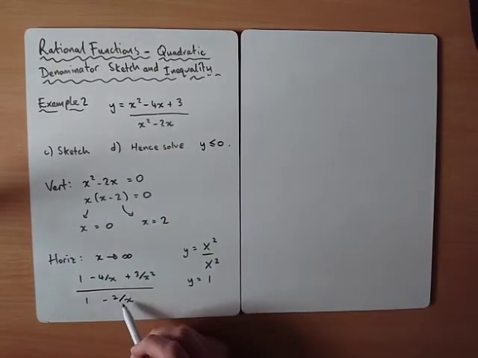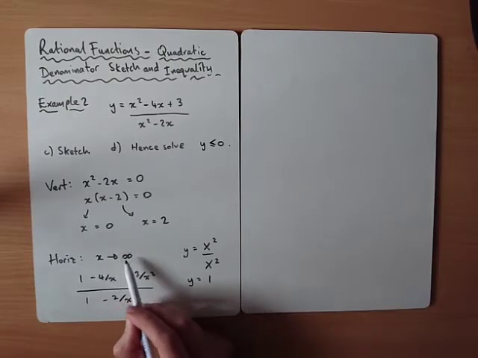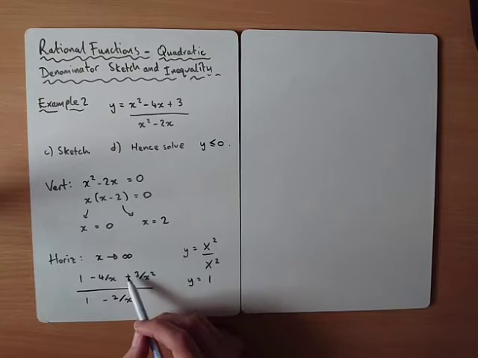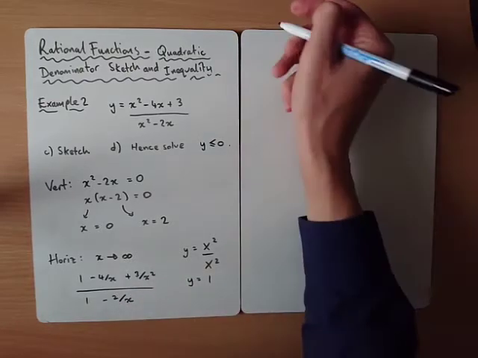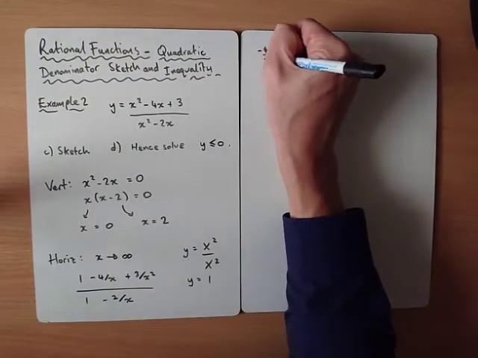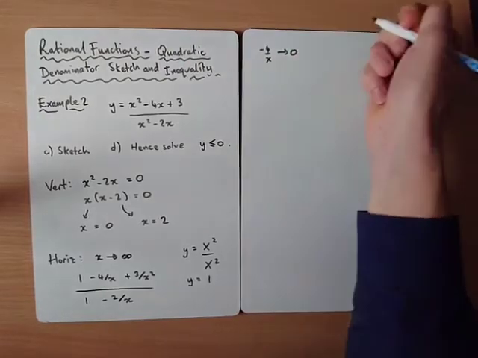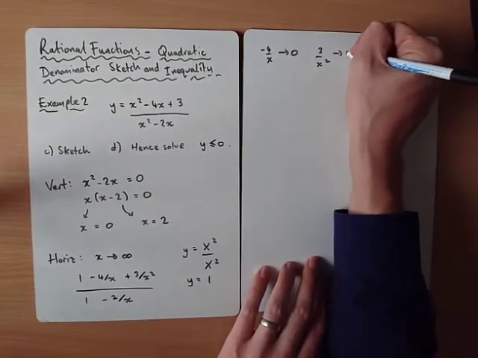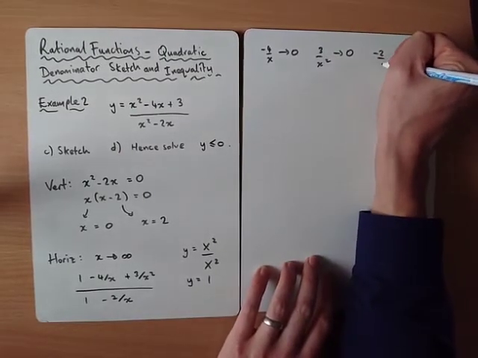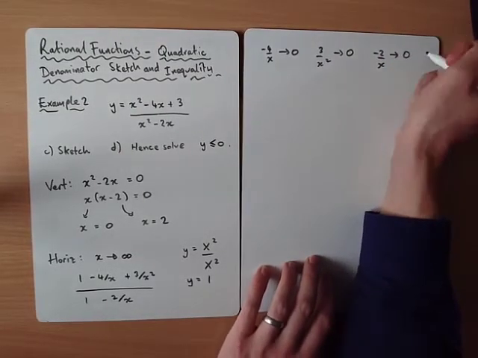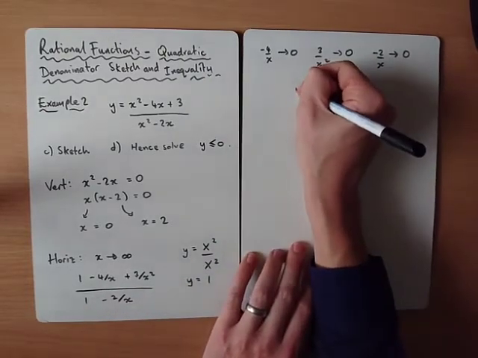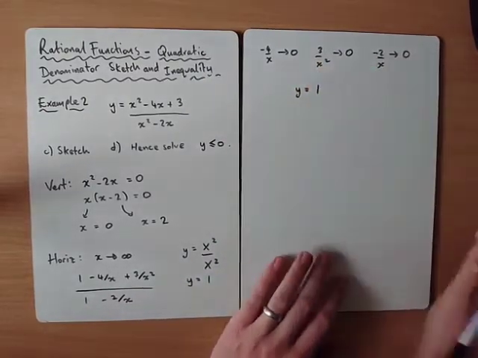And then each of these terms, think about it as x gets bigger. If you're doing 4 divided by something big, it's going to get smaller. So all of those terms are going to tend towards 0. If all those terms tend towards 0, we're left with 1 divided by 1. So our equation would be y equals 1.